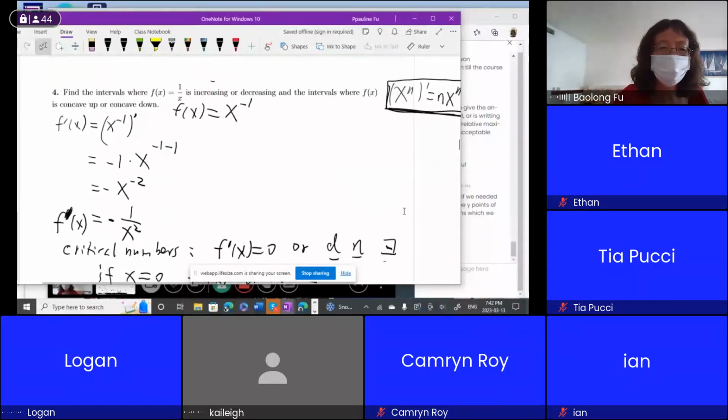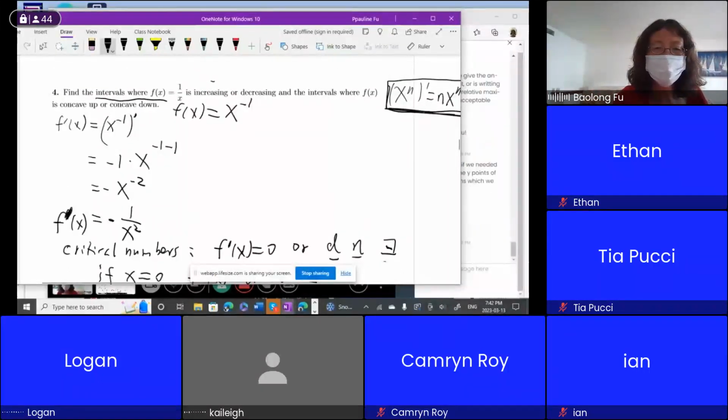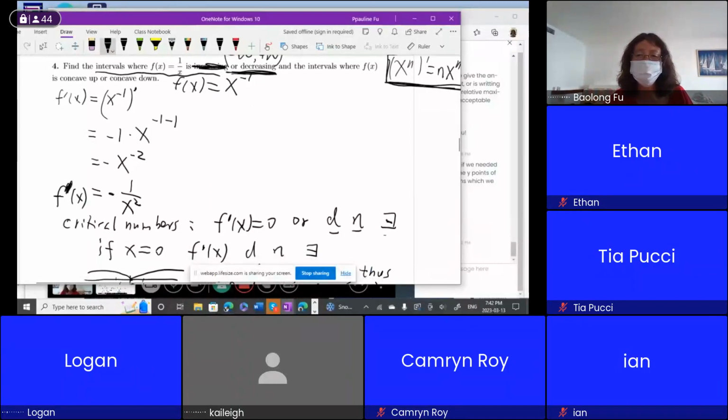So for the intervals, we do not have increasing for this function. It does not exist. We only have decreasing. Where is the function decreasing? From negative infinity to positive infinity.